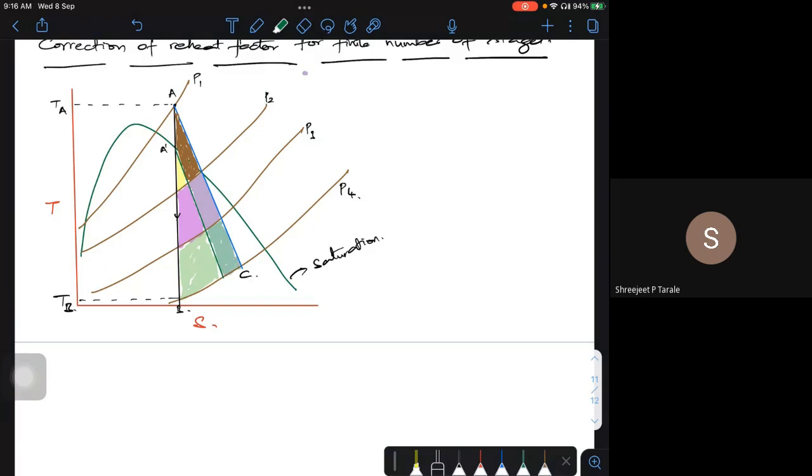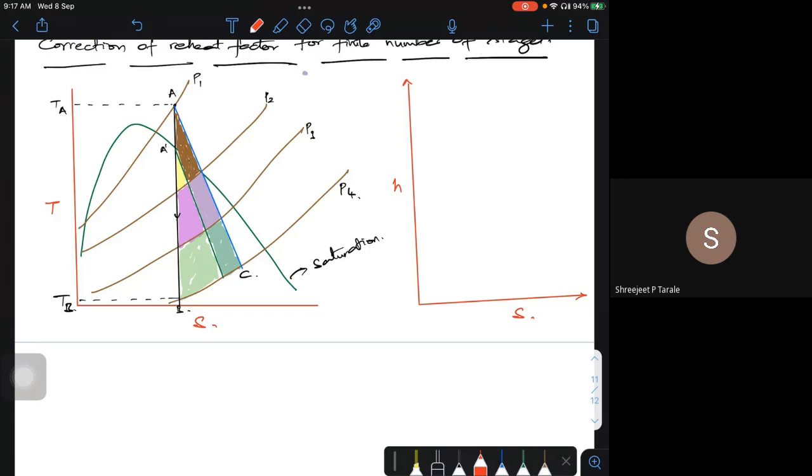Now, what I can do is take the same thing and represent it on a TS diagram in the form of a triangle. Let me draw that. Whether it is a superheated condition or a dry saturated condition, I can write all those things. So the whole thing I can draw as a triangle.